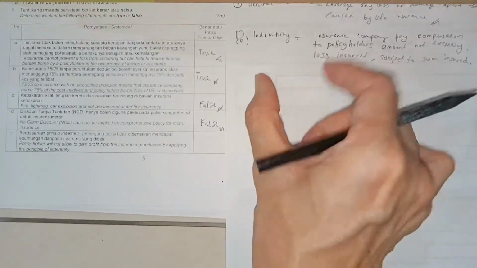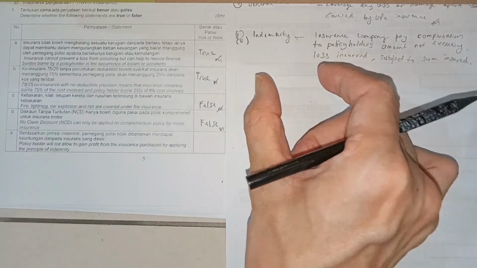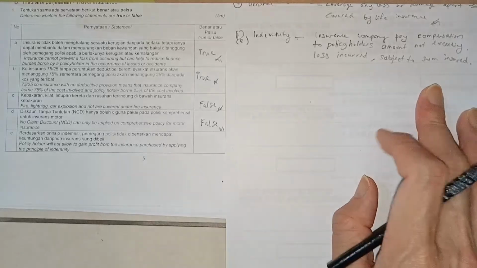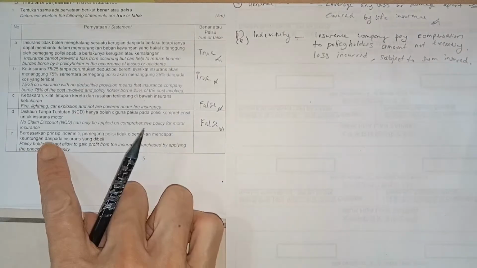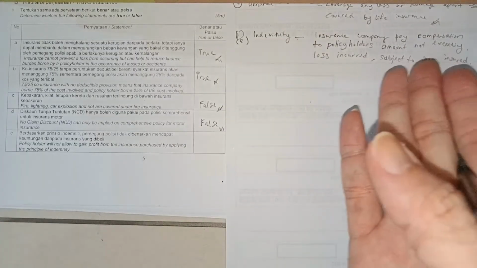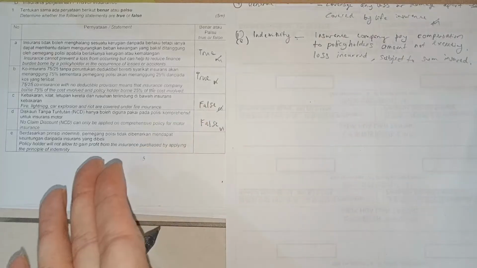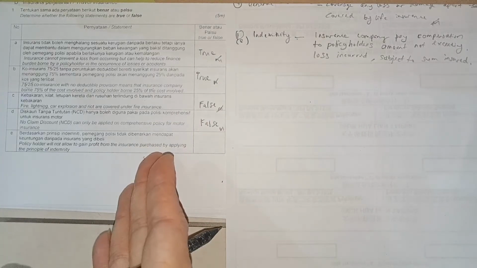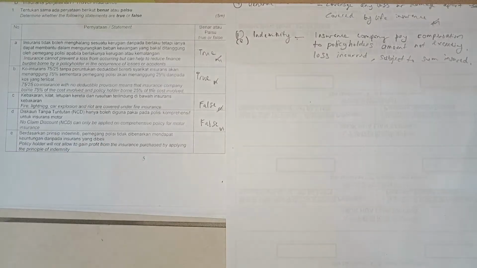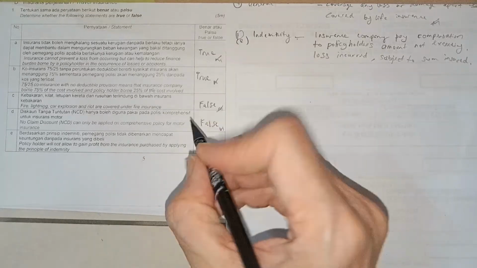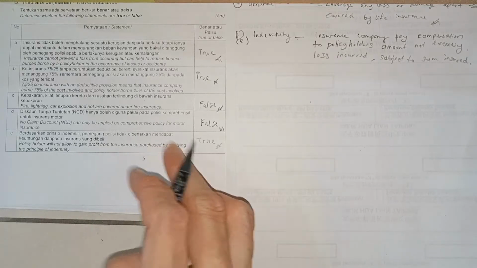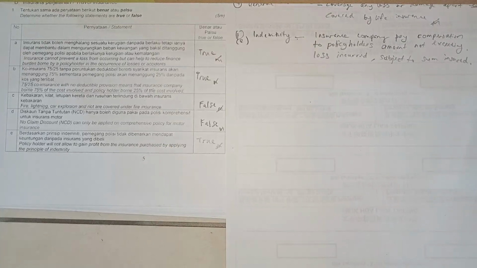That means the amount is like this. Let's say 10,000. They only pay exactly 10,000 at the most. Other than that they won't pay. So if you look at the question, policyholder will not be allowed to gain profit. Of course, if the insurance company pays more than the amount of the loss, that means the policyholder is getting benefit, gaining profit from it. Okay, so this is true.